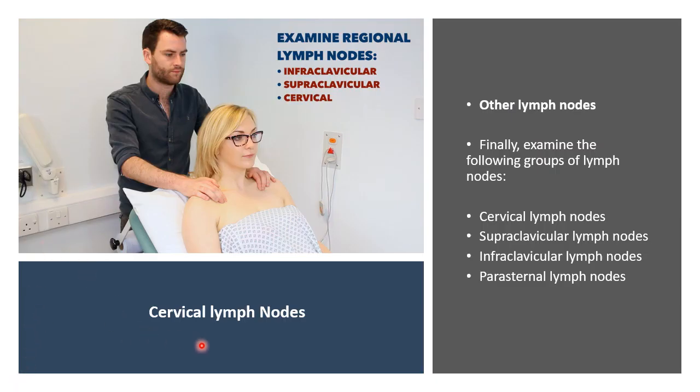Once you have examined the axillary lymph nodes, then you have to examine the other lymph nodes: the infraclavicular lymph nodes, supraclavicular nodes, and the cervical lymph nodes, especially the lower cervical lymph nodes, which I have described to you in the examination of the neck and thyroid. The other lymph nodes you have to look for include your cervical, supraclavicular, infraclavicular, and parasternal lymph nodes. Parasternal lymph nodes are usually not palpable.